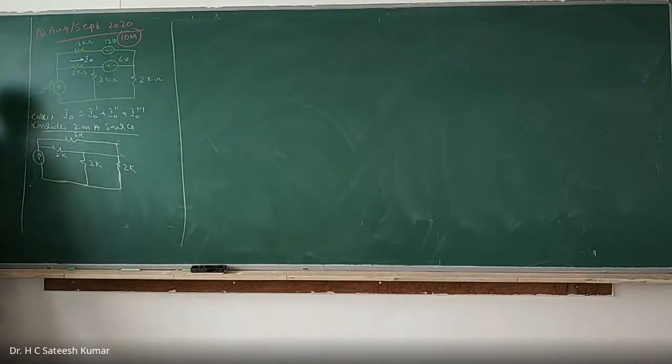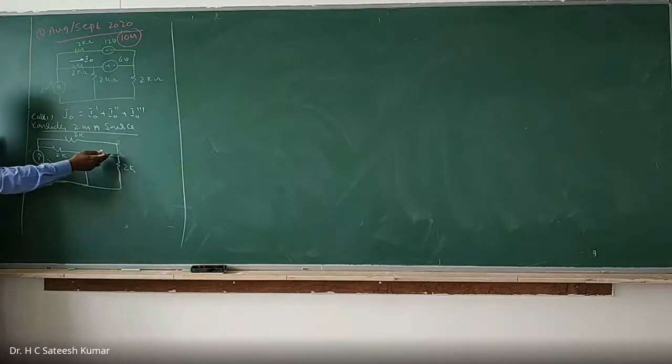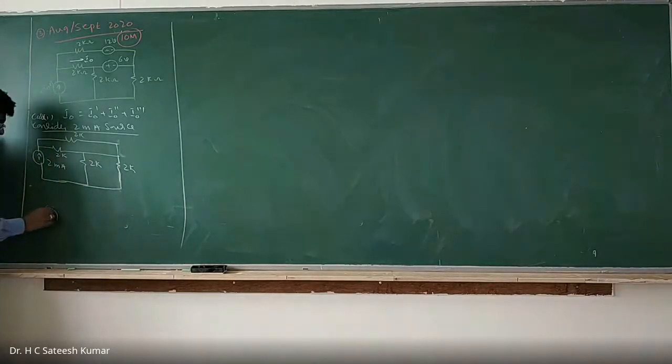Okay, right. Now you see this. Directly we can do it. If you are good enough at the problem, you can save lots of time. Look here. This is shorted to this point, this is shorted to this point. Therefore, 2K parallel with 2K becomes 1K. So therefore, we'll rewrite the circuit diagram.